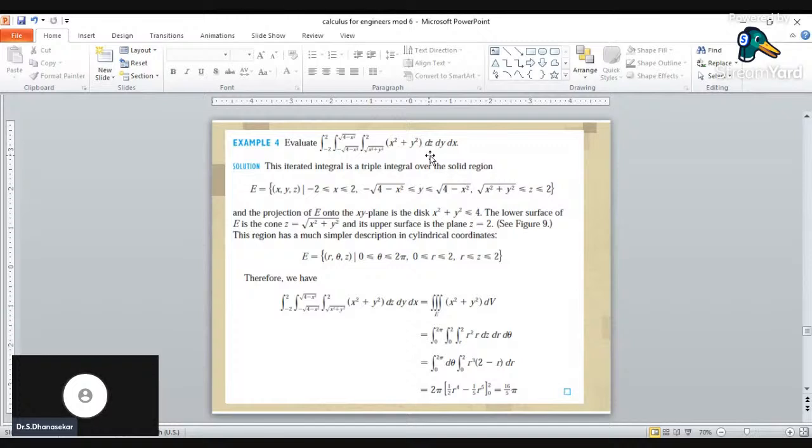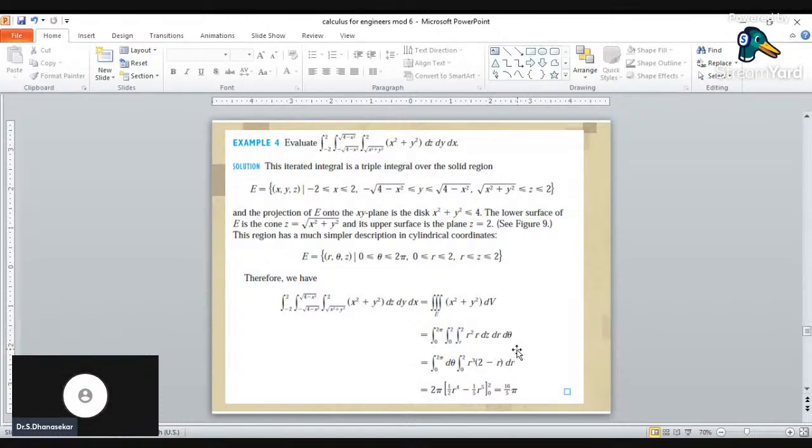Instead of dz dy dx, if I replace it by cylindrical coordinates, I can apply them when the region you are going to integrate is a circle. Then I can go for cylindrical polar coordinates in the triple integral. So instead of dV, we apply r dz dr d theta, where x equal to r cos theta, y equal to r sin theta. Therefore, x square plus y square equal to r square, and dV becomes r dz dr d theta.